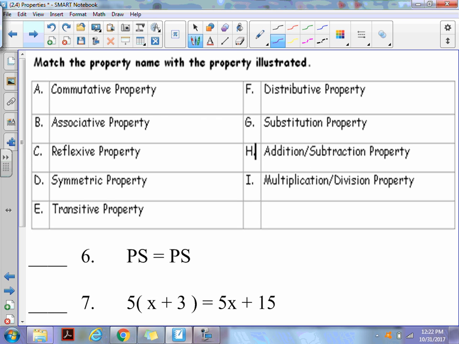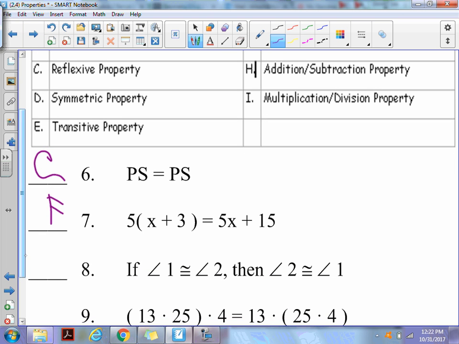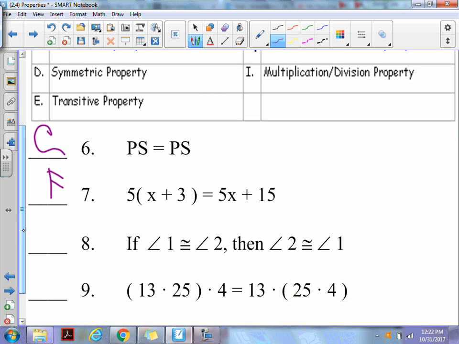All right, number 6. There's your reflexive. Very good. Number 7. Good. Number 8. We're not adding or multiplying, so it can't be commutative. There's not 3 things. There's an if and a then. Symmetric. Very good. The order in which angle 1 and angle 2 were written was flipped around. 1 was on the left, 2 was on the right, then 2 was on the left, 1 was on the right.